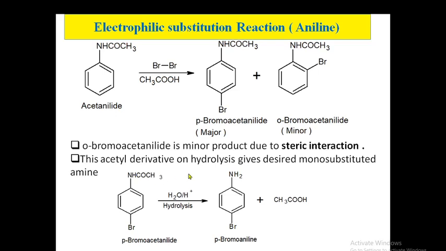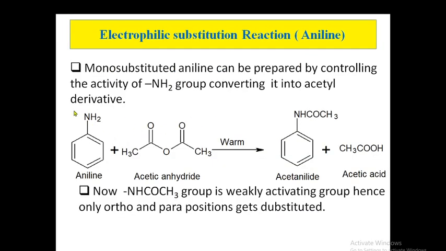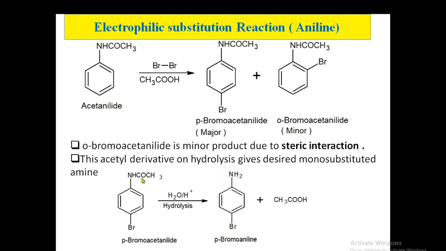So this particular para bromoacetanilide on hydrolysis, finally you will get the para bromoaniline. So this NHCOCH3 group you can hydrolyze to aniline. So here in the first step you are protecting this particular NH2 group by converting it into acetanilide, and then finally you are deprotecting, so you get back to your amine. In this way protection and deprotection strategies are used to achieve the desired product.